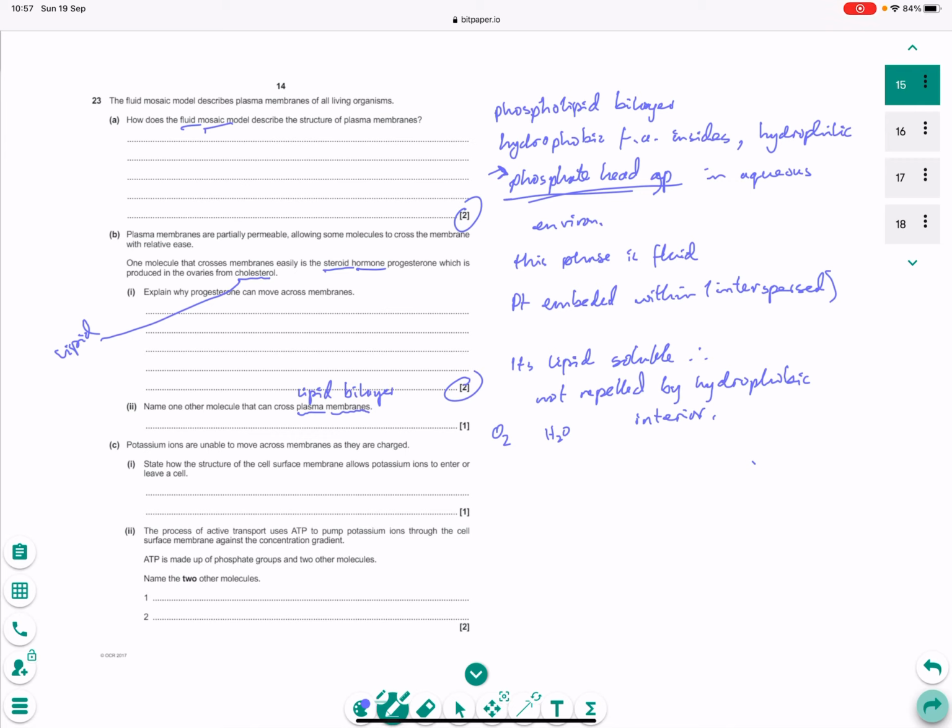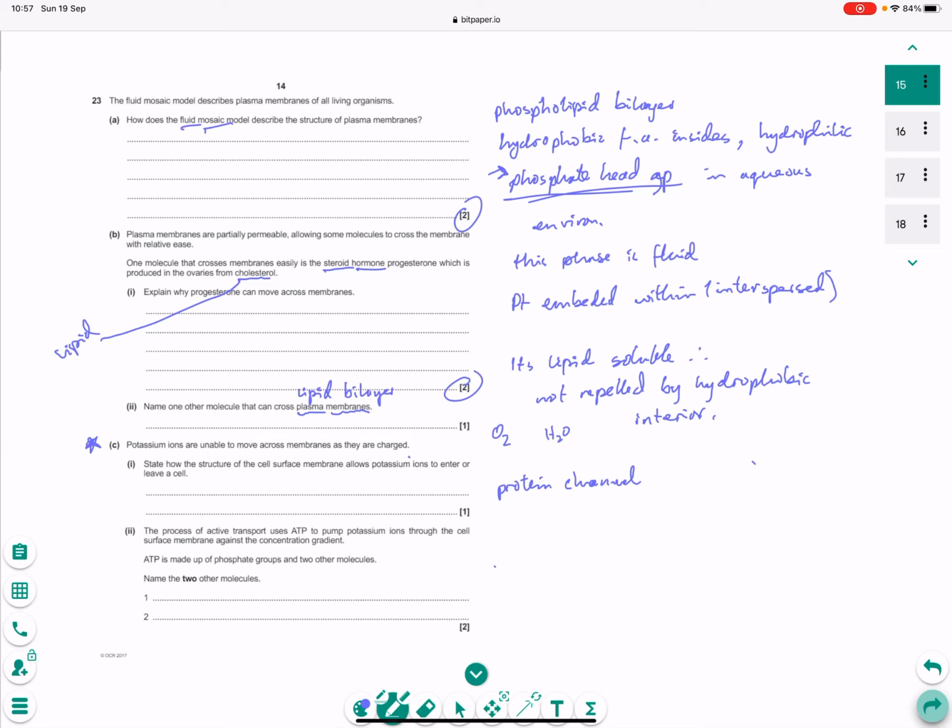Potassium ions, so part C now. Potassium ions are unable to move across membranes as they are charged. State how the structure of the cell membrane allows potassium ions to enter or leave a cell. Be a protein channel. Be a channel protein or a transporter protein. It's got to go through protein.